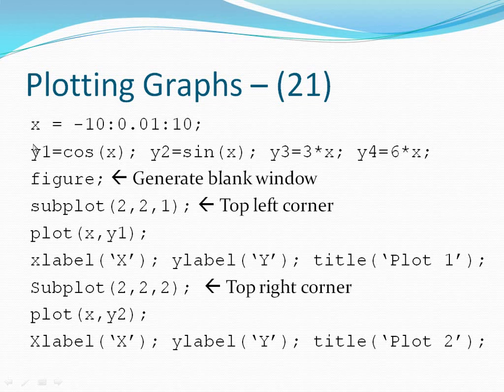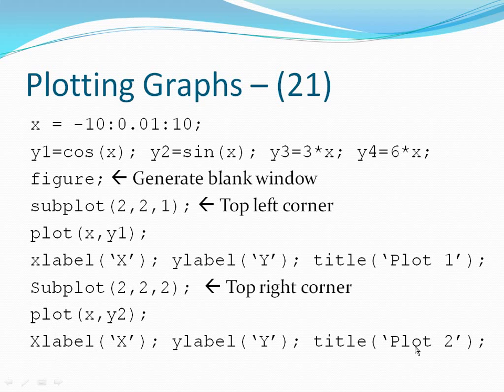This creates a blank window, and then when you do subplot 2, 2, 1, or just 221, whatever you want, this will specify the location at the top left. Okay, and then you plot the graph, and then we'll do your x label, your y label. We'll just call it plot 1. If you do subplot 2, 2, 2, this chooses the top right corner, and then you'll specify the plot, and then you'll specify the label. This actually should be small case. I'm sorry about that. You have the x label, y label, and then the second plot there, the title.